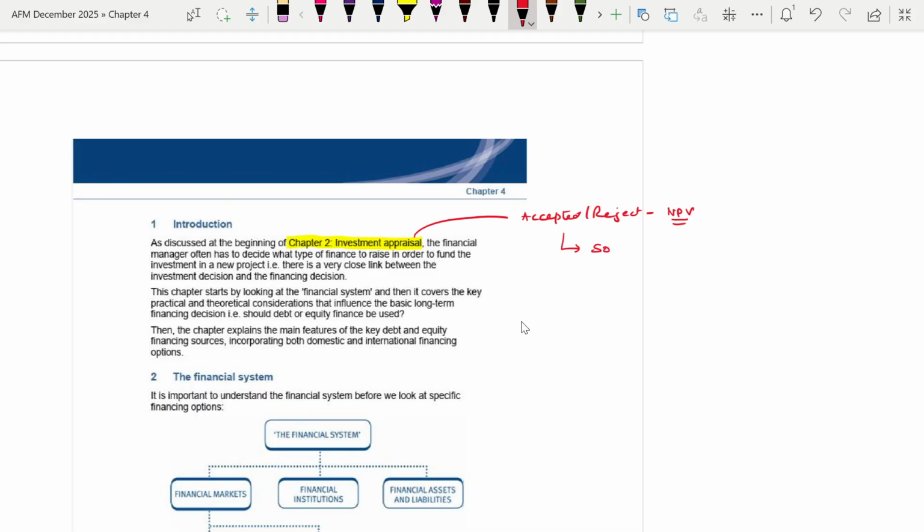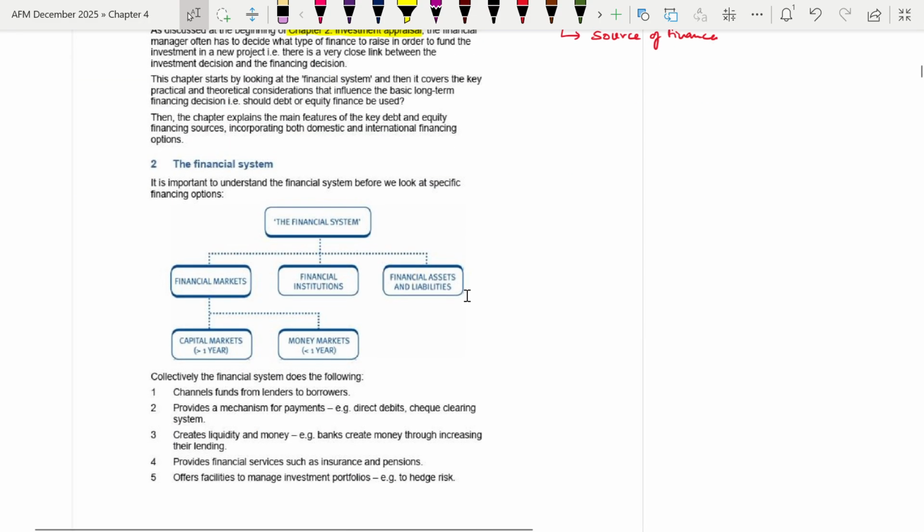Once we have done this, we should know if it is accepted. Then our task is to find from where we have to get the sources of finance. You will have different options. Now, if we are talking about the financial system, you have the markets, institutions, and assets and liabilities. The financial markets are divided into greater than 1 year and less than 1 year: capital markets and money markets. Wherever you need more clarification, please let me know.